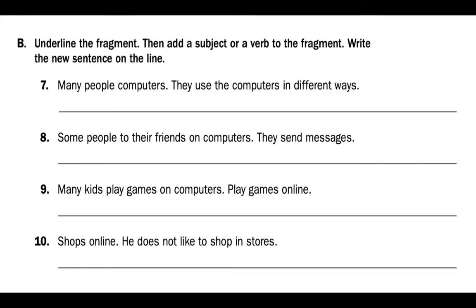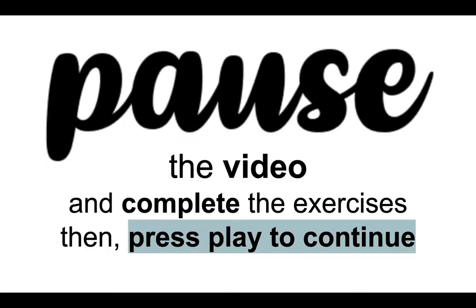Part B says underline the fragment, then add a subject or verb to the fragment. Write the new sentence on the line. Number 7, many people computers. They use computers in different ways. The fragment is many people computers. There is no verb. We have to add a verb to the fragment to make it a complete sentence. Many people have computers, or many people use computers. You may use any verb that makes sense in that sentence. Pause the video, complete those exercises, and then press play to continue the lesson.